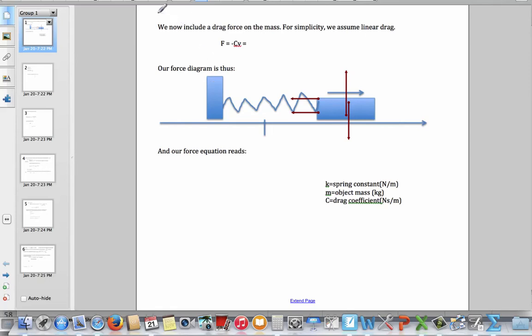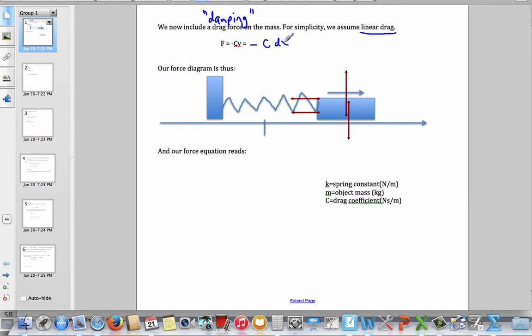Okay, so having reviewed the equation for simple harmonic motion that was originally developed and solved in Physics 1, we're going to take an extra step. The first step we're going to take is to include what's called damping, which is really just dissipation or friction. Now, for simplicity, we're going to take drag to be linear. That means it depends on the speed and not on the square of the speed. So we have linear drag.